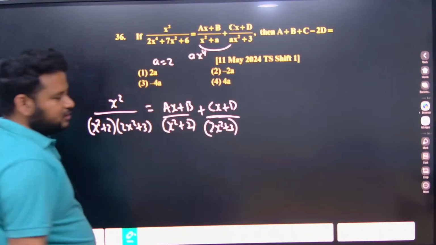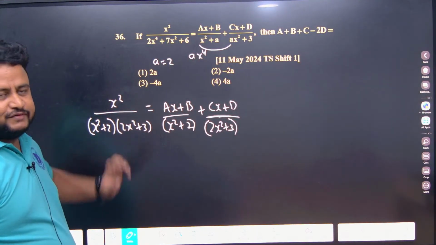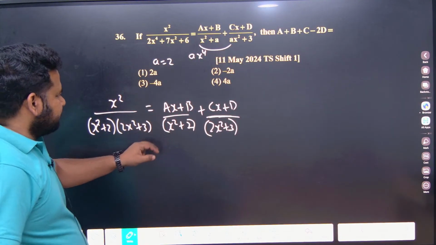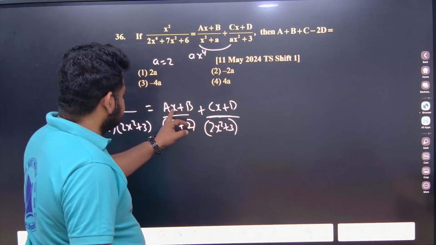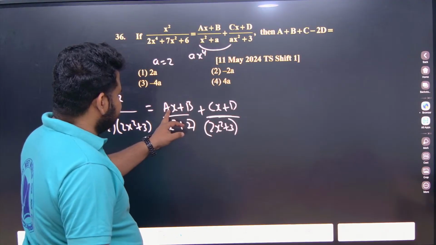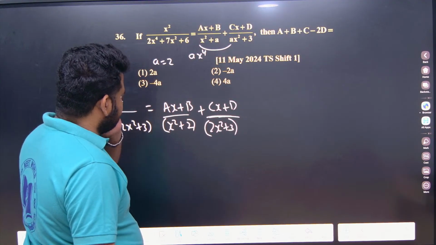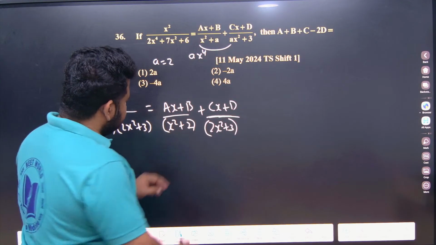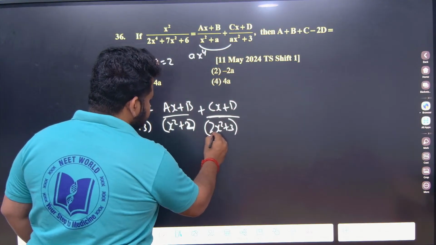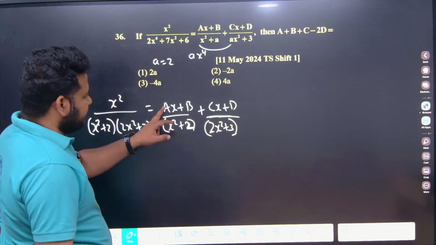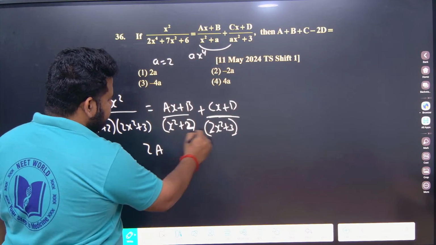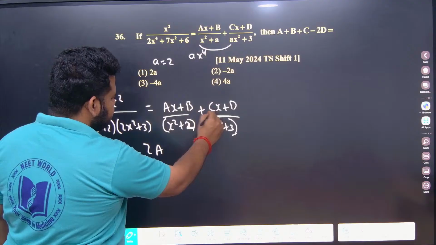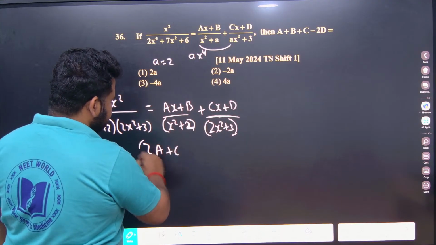Now instead of using the shortcut, we will use the comparing coefficients method. So ax into 3, that gives 3ax. If I take ax into 2, so 2a x cube. Similarly 3x into x square, that is 2a plus c x cube.